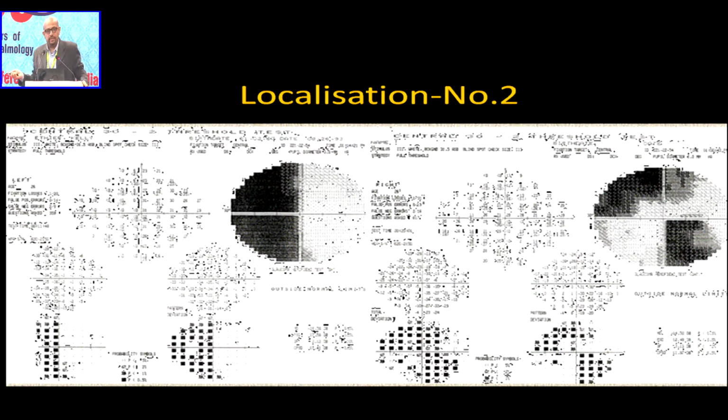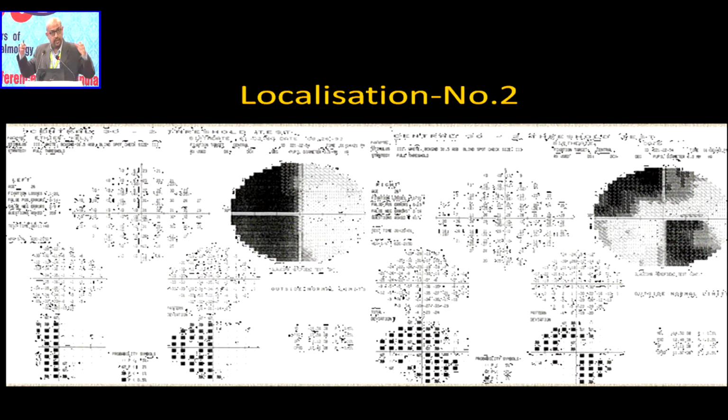If the defect is more inferior, or if it starts inferiorly, that means the chiasm is getting compressed from above. If you have a temporal defect which starts superiorly and goes inferiorly, then the chiasm is getting compressed from below. Okay, this is a dictum.